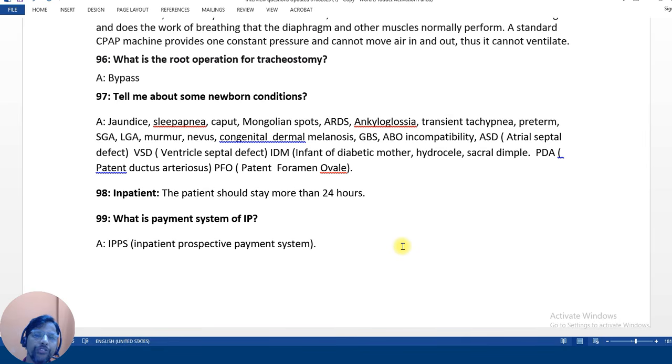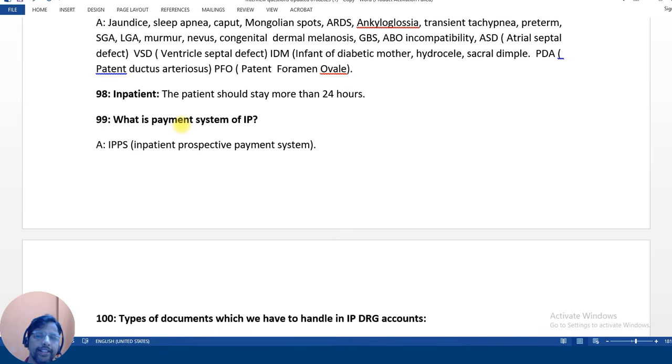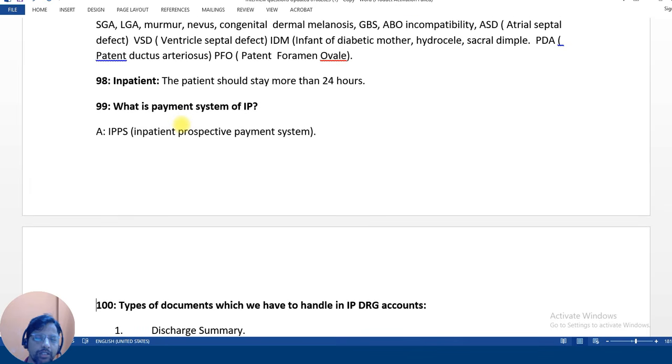So tell me about a few newborn conditions. Most commonly you will see jaundice, sleep apnea, CAPAT, Mongolian spot, things like that. What is inpatient coding? In inpatient coding, the patient is considered inpatient if the stay is more than 24 hours. What is the payment system of IPPS, Inpatient Prospective Payment System?